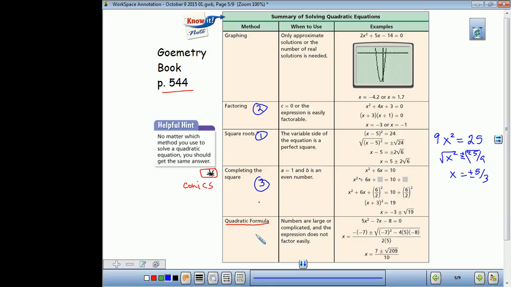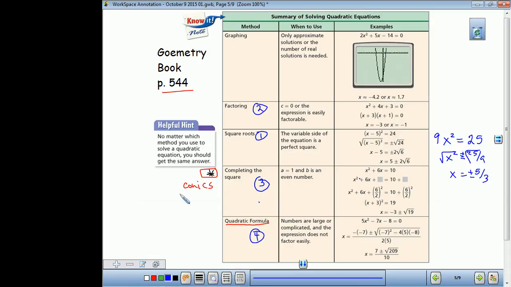And then finally, I would go for quadratic formula. We know this one always works. I would only use graphing if somebody gave me the graph, or it was a really ugly equation and I knew how to find the zeros on my graphing calculator. You might learn that soon.